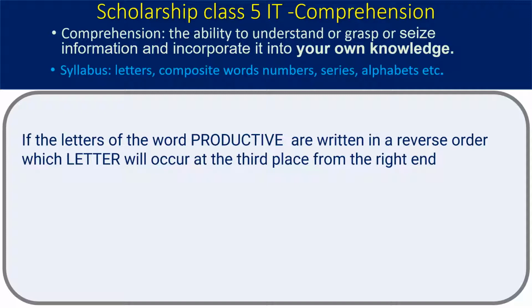Here is a question. If the letters of the word productive are written in reverse order, which letter will occur at the third place from the right end? The interesting thing is that you are asked to write the letters in reverse order. When you write in the reverse order, E will be at the beginning, and P, which is at the left, will go to the right end. The third letter from the right will naturally be O.